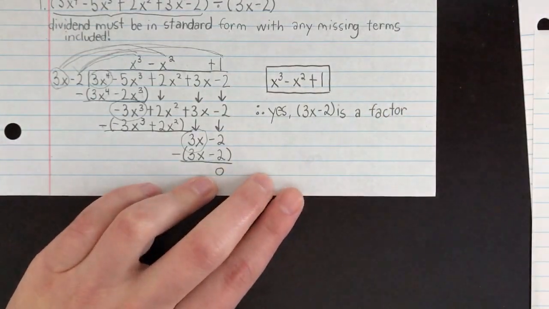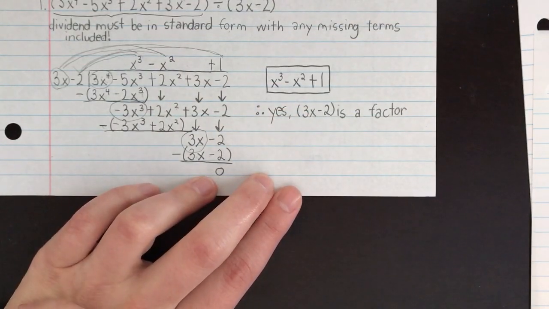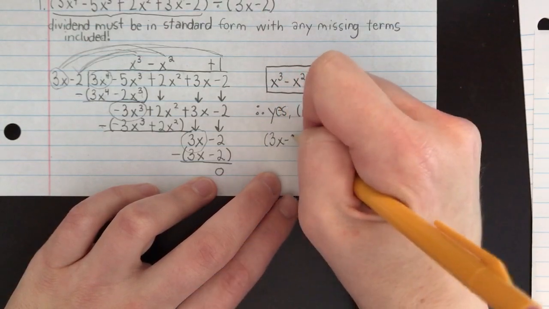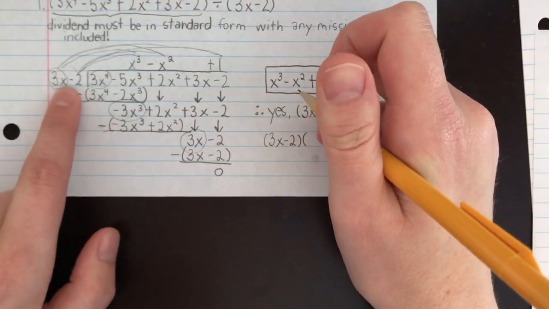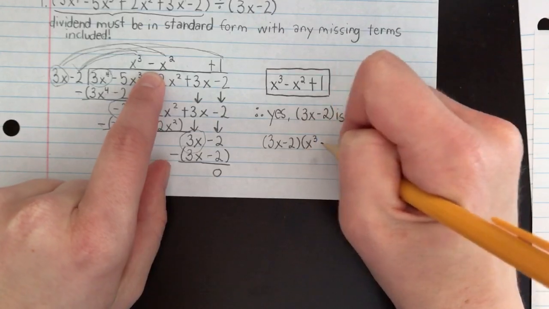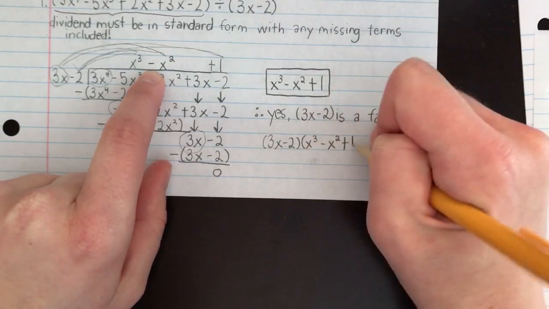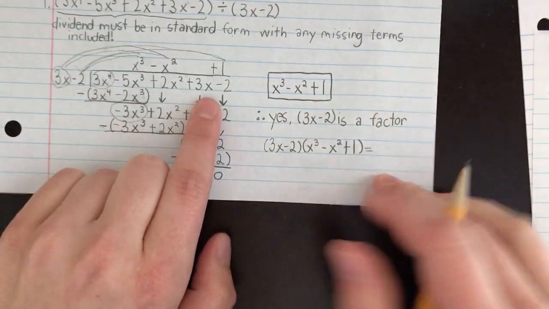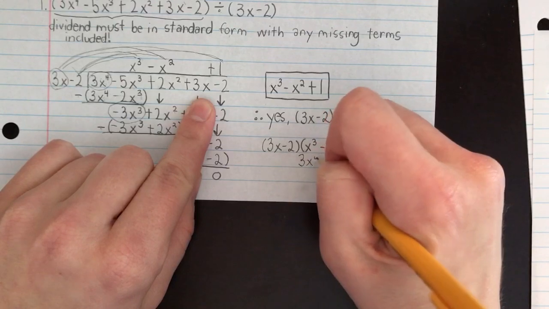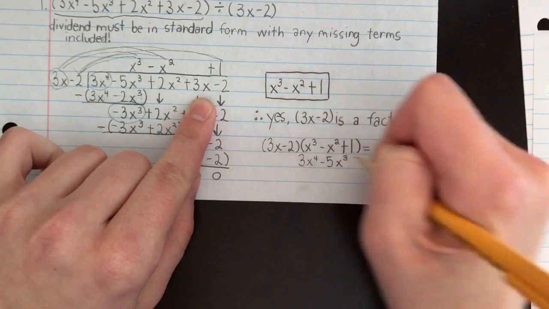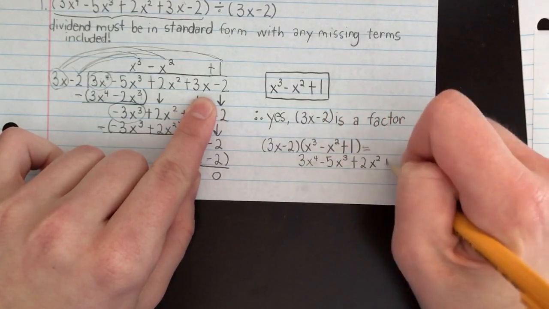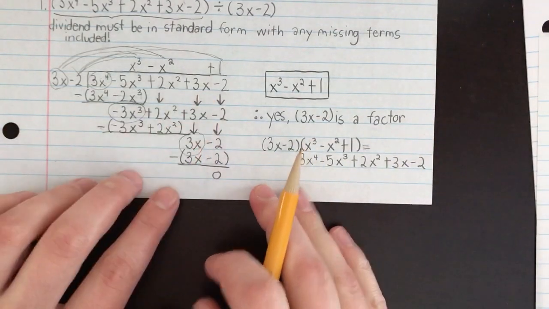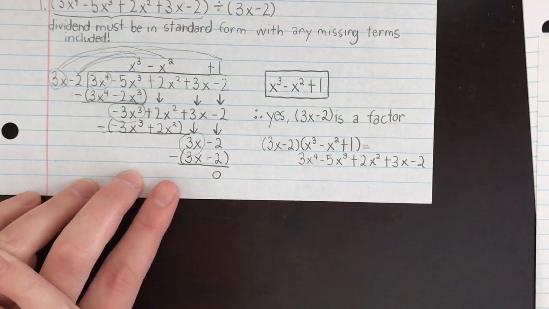And then it also wanted me to write the polynomial as a product of the two factors. So I don't have a whole lot of room here, but I'll do the best I can. 3x minus 2 times x cubed minus x squared plus 1. So this times this equals 3x to the fourth minus 5x cubed plus 2x squared plus 3x minus 2. So of course I would like that to be on a single line, but we didn't have a lot of room here, so that's what we get.